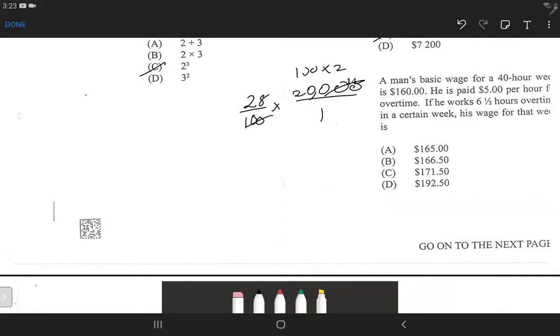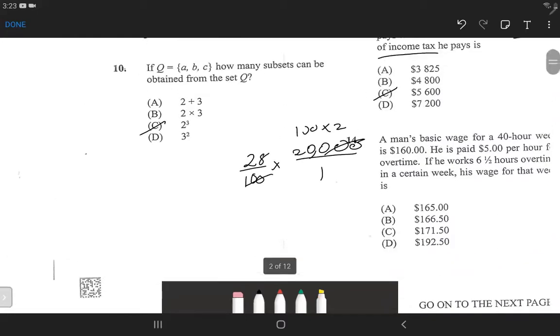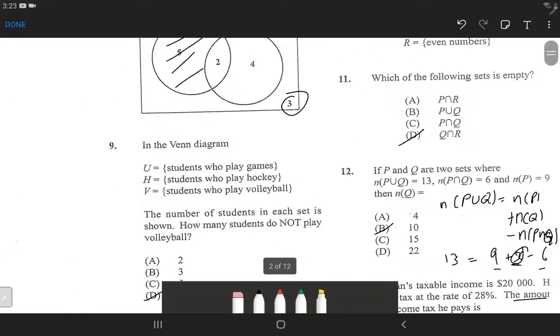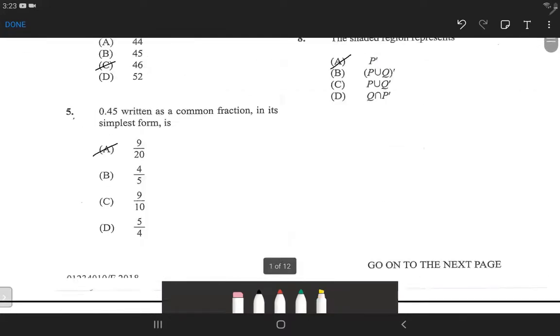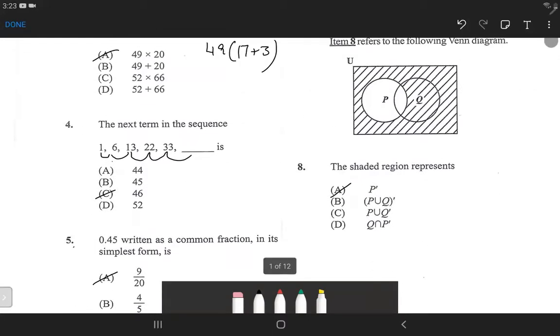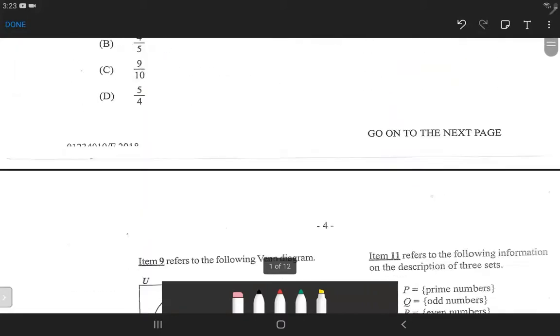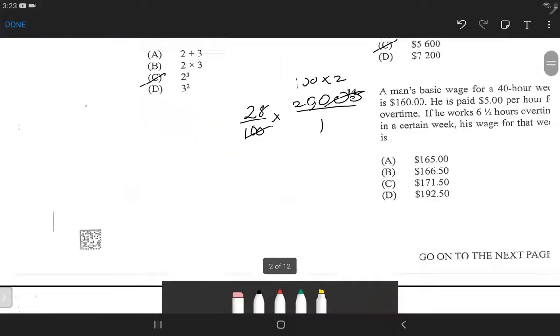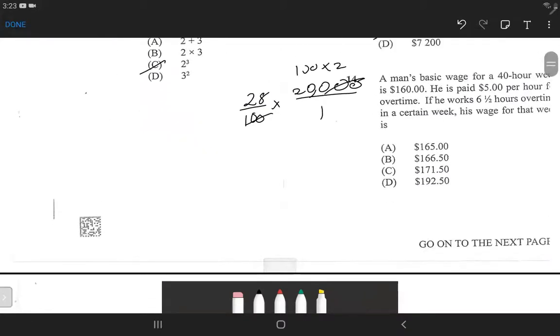Question 8 was P complement A. All right. A man's basic wage for a 40-hour week is $160. He's paid $5 per hour for overtime. If he works 6.5 hours overtime in a certain week, his wage for that week is how many?